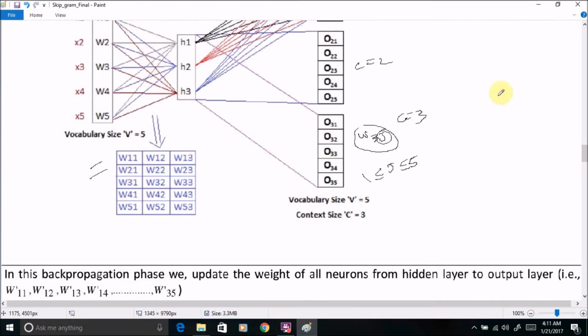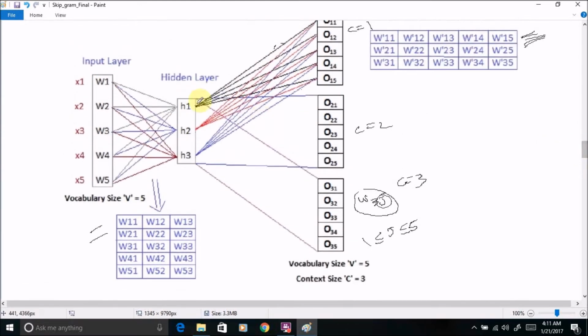This matrix also represents the weights of the attached neurons. As we discussed earlier, this represents W11, W12, H1. This represents W12, W12, H2, like that.